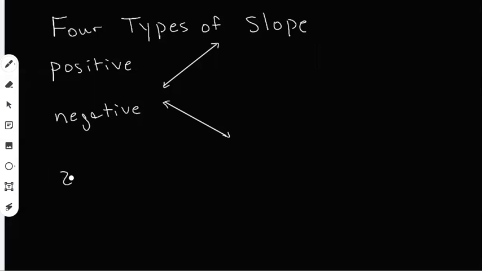There are 2 more types that we need to talk about. There is the 0 slope, which is where your line is completely flat. There is no slope whatsoever to this line. And when you graph these, you're going to get horizontal lines.